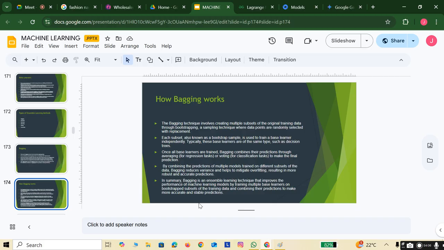So by combining the predictions of multiple models trained on different subsets of the data, bagging reduces variance and helps to mitigate overfitting, resulting in more robust and accurate predictions. In summary, bagging is an ensemble learning technique that improves the performance of machine learning models by training multiple base learners on bootstrap subsets of the training data and combining their predictions to make a more accurate and stable prediction. I think the summary is a very good explainer.